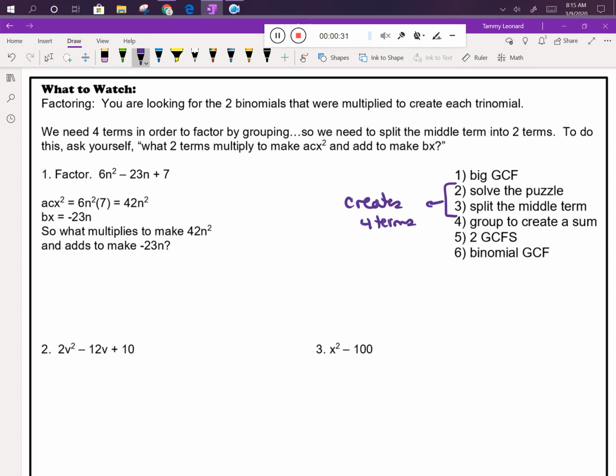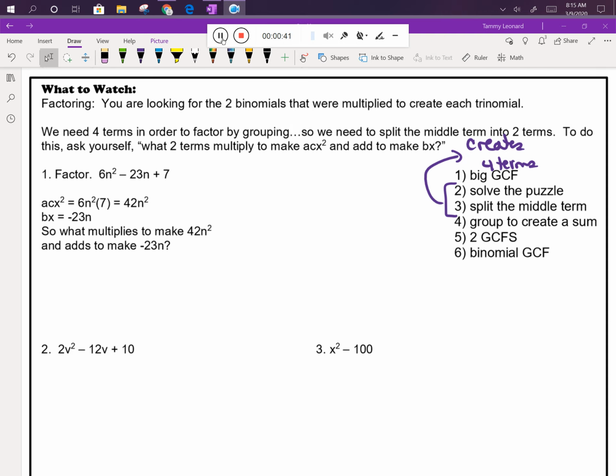So here's an example of what we mean. Look at number 1. Number 1 says factor, and it gives us 6n squared minus 23n plus 7. In order to do a problem like this, we first look for a big GCF. Well, 6, 23, and 7 don't have any common factors, and there aren't any variables that they have in common. So we can skip step 1, the big GCF, because there isn't one.